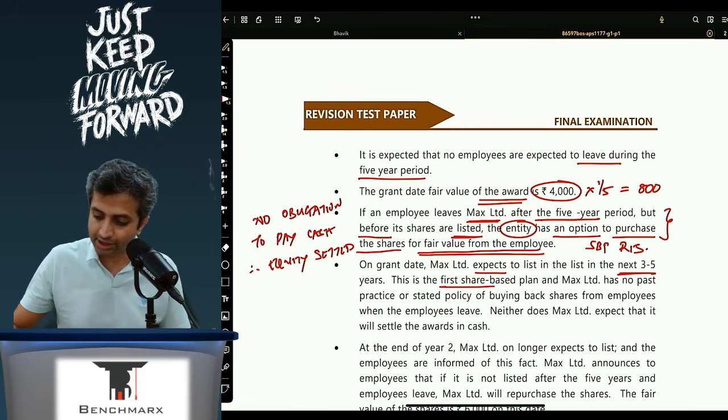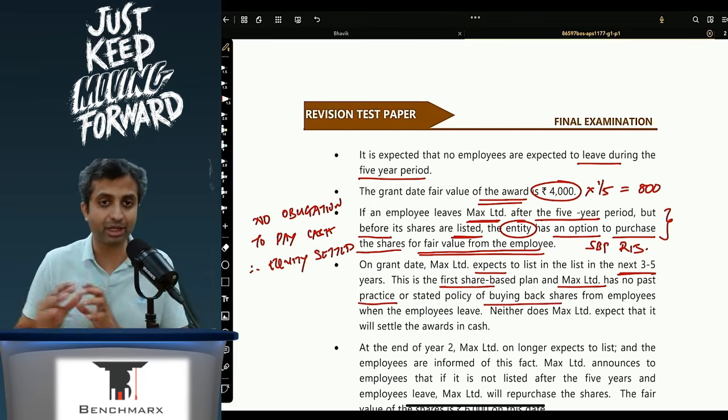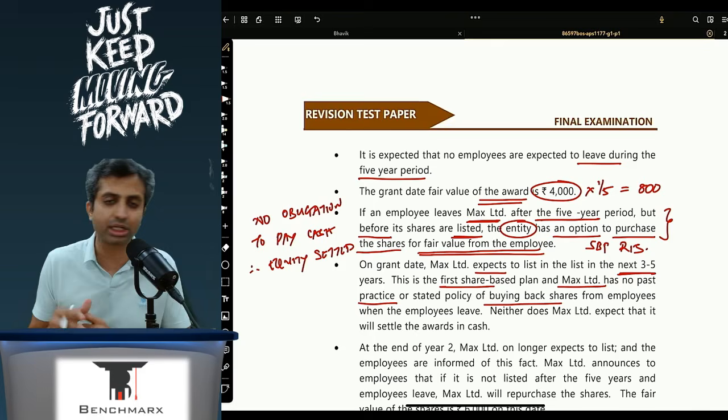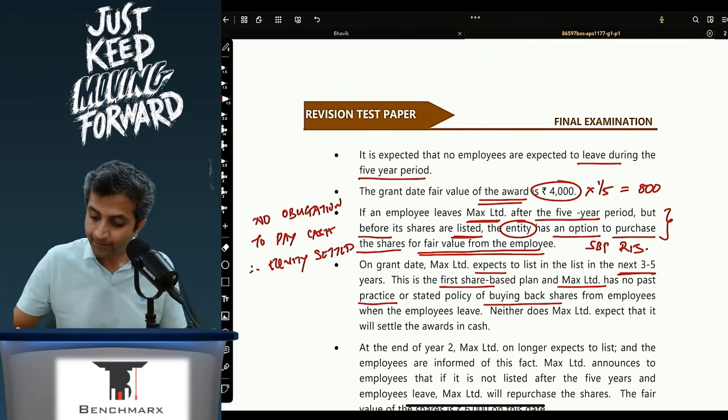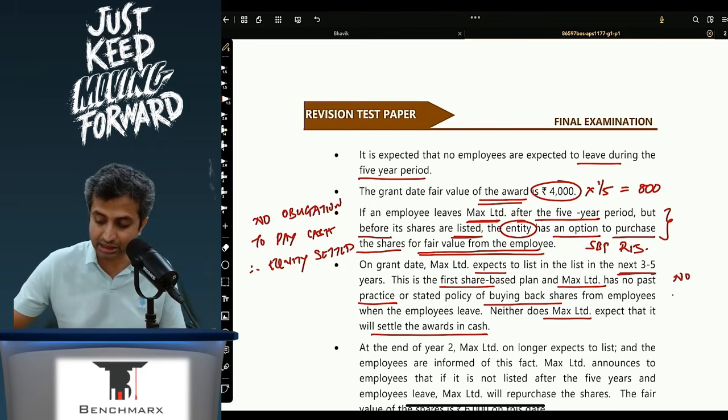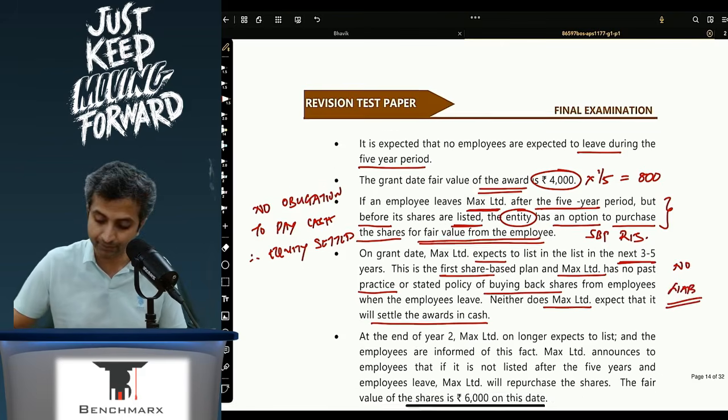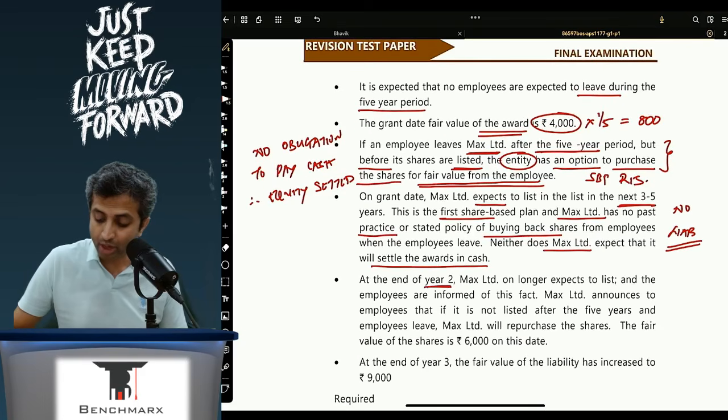This is the first share-based payment plan, and Max has no past practice or stated policy of buying back shares from the employees. So there's no constructive obligation. I cannot say SBP liability, constructive obligation; I have no past practice. Neither does Max expect that it will settle the awards in cash, and hence there is no liability, not contractual, not constructive.